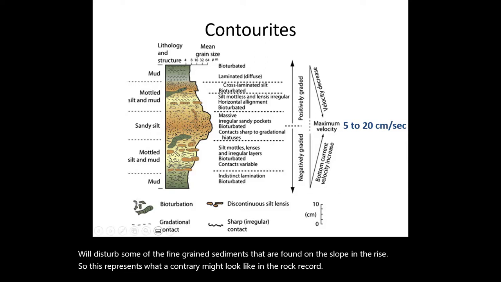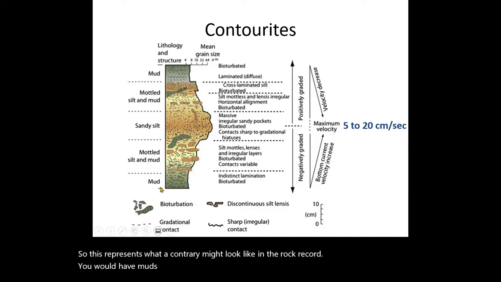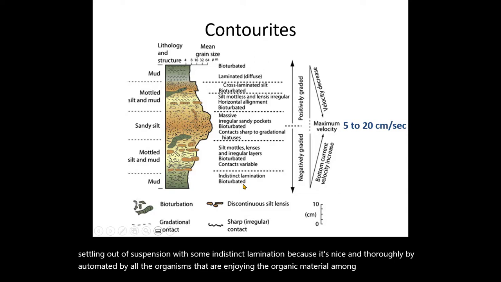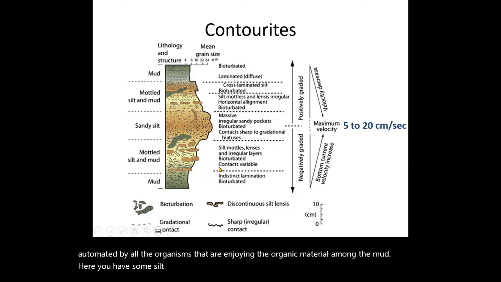You would have muds from your normal background sedimentation of fine-grained material settling out of suspension, with some indistinct lamination because it's nice and thoroughly bioturbated by all the organisms that are enjoying the organic material among the mud. Here you have some silt nodules and lenses of silts, some irregular layers. Bioturbation continues with some variable contacts. So the contacts between the silts and the muds, that's what that's referring to.